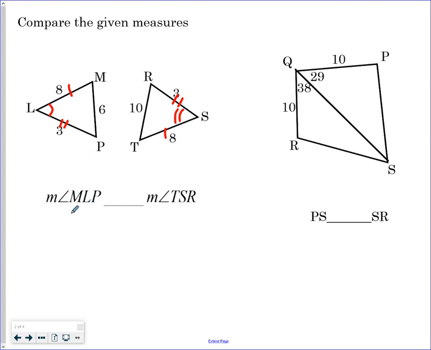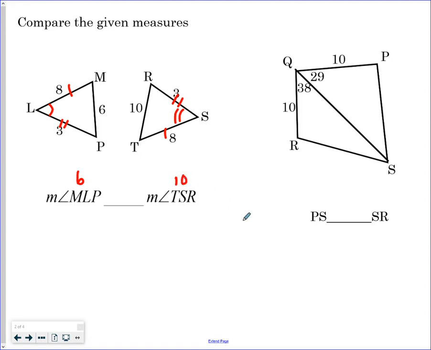So if you look, they did go ahead and say MLP, which is the same as L, right? And TSR, which is the same as S. But I wanted to get there on our own, okay? So MP is 6, okay? And that's across from the L. So I'm going to put a 6 above it. Even though this isn't 6, it's across from 6. Does that make sense like we used to do it? Okay. And then angle S is across from 10.